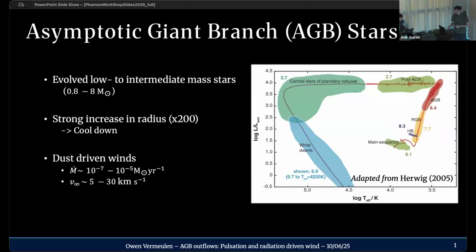This phase is also strongly characterized by a dust-driven wind, with typical mass loss rates ranging from 10 to the minus 7 to 10 to the minus 5 solar masses per year, and quite low terminal wind velocities between 5 and 30 kilometers per second. So how are these winds driven?